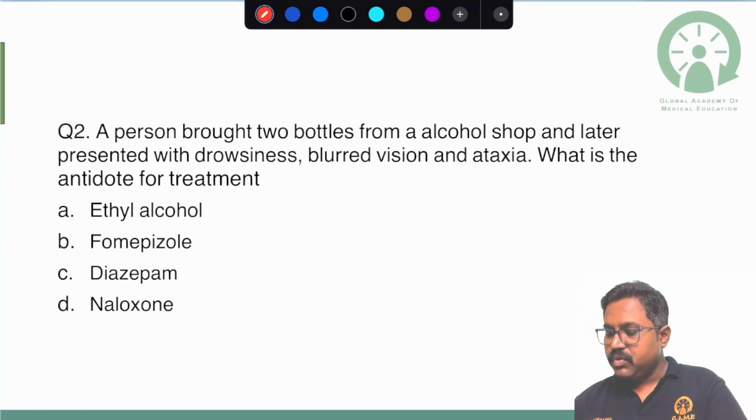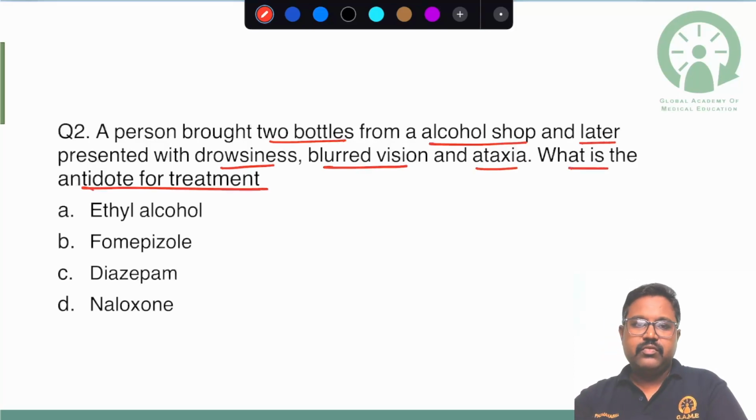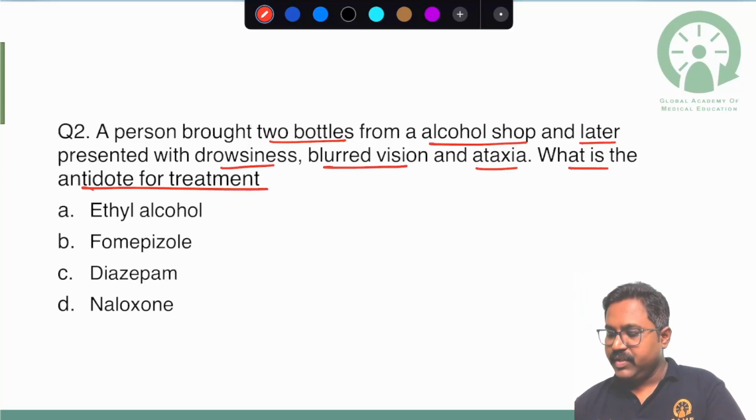A person was brought 2 bottles of alcohol from the alcohol shop. Later he presented with drowsiness, blurred vision, ataxia. What is the antidote for this condition? So what will be the antidote that will be given as a treatment here?